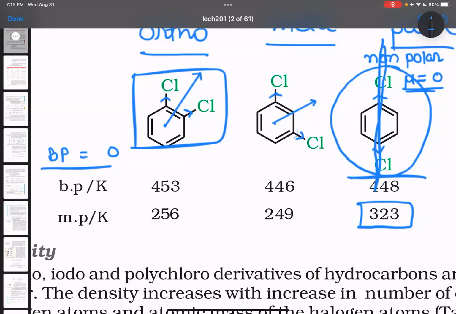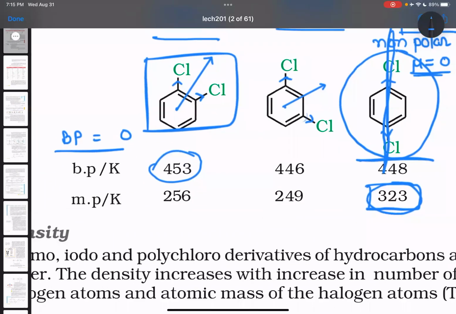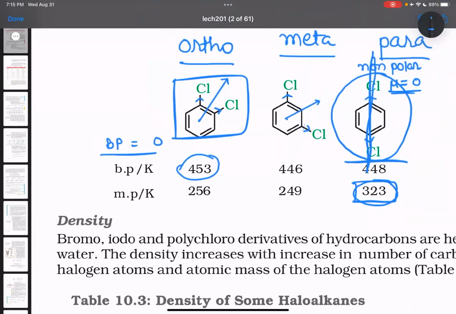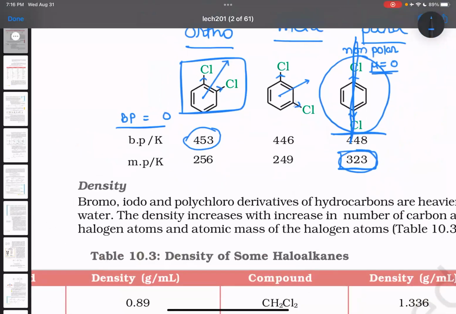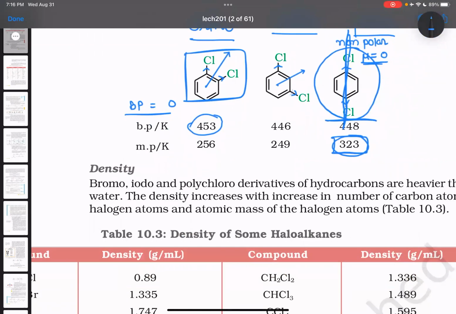So when you consider the melting point, do remember one thing. The melting point will be higher for the most symmetrical molecule, para, and the boiling point will be the highest for the one which is going to be the most polar. So this is most polar, so boiling point is highest for this one, while the melting point is highest for the most symmetric. Is it clear? Yes, sir. Okay, so just have this in mind.